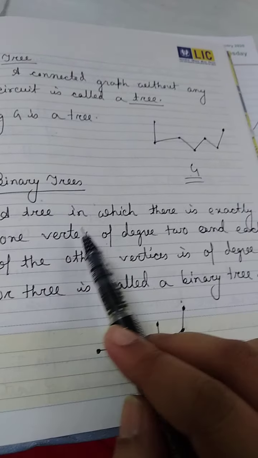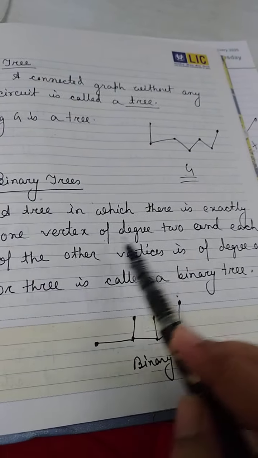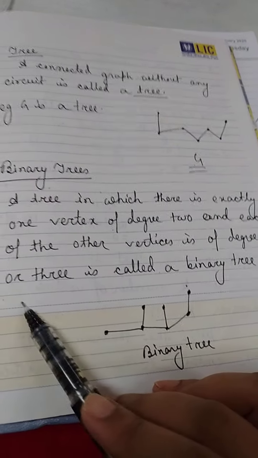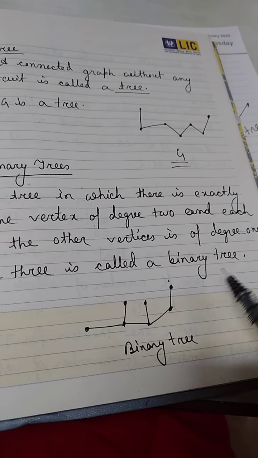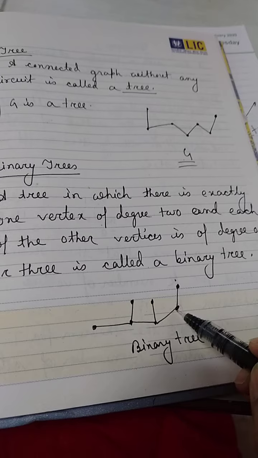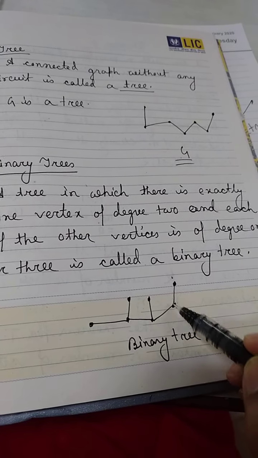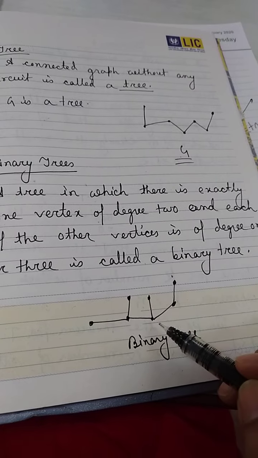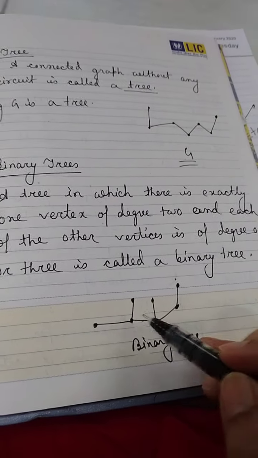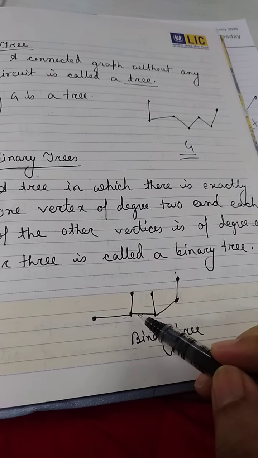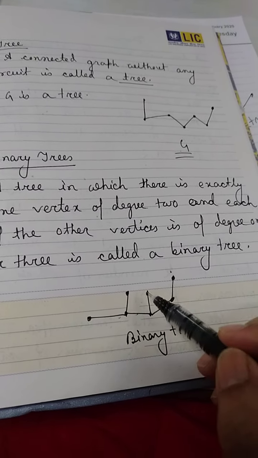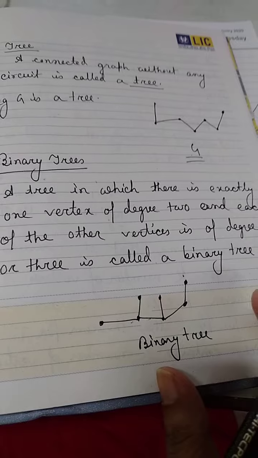Okay. So next is binary tree. A tree in which there is exactly one vertex of degree 2 and each of the other vertices is of degree 1 or 3 is called a binary tree. So for this graph, this is the vertex whose degree is 2. One vertex is of degree 2, other vertices are either 3 or 1. So this is degree 3, this is 1, this is 2, this is 3, and this is 1, this is 1, this is 1, this is 1. So this is a binary tree.